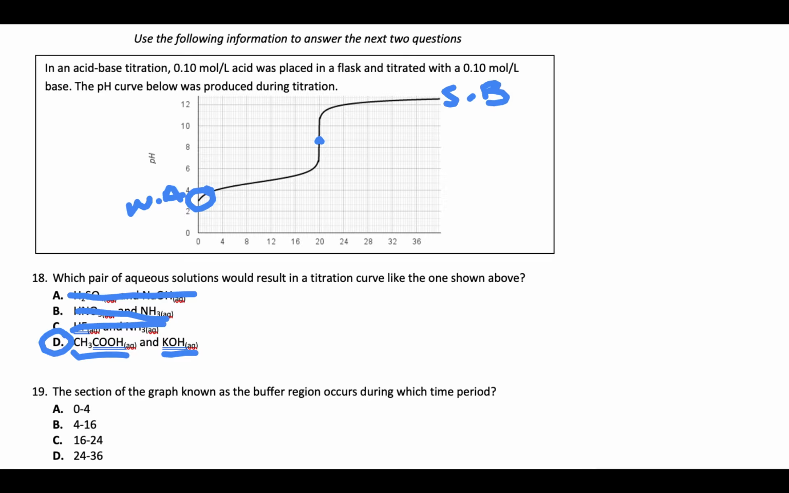Question number 19 asks, where is your buffer region? Buffer regions only exist if you have a weak acid or a weak base present.